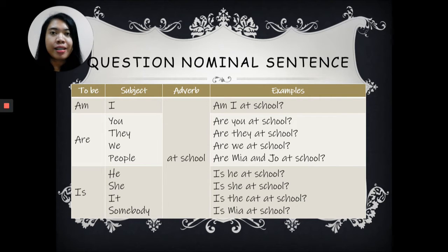For subject I, we need to be am. Now look at the example. Am I at school? For subjects you, they, we, and people, we need to be are. For subjects he, she, it, and somebody, we need is. Look at the examples. Are you at school? Are they at school? Are we at school? Are Mia and Joe at school? Is he at school? Is she at school? Is the cat at school? Is Mia at school?